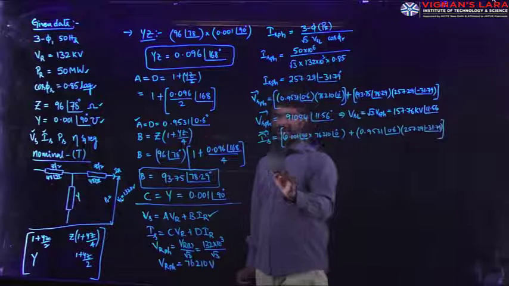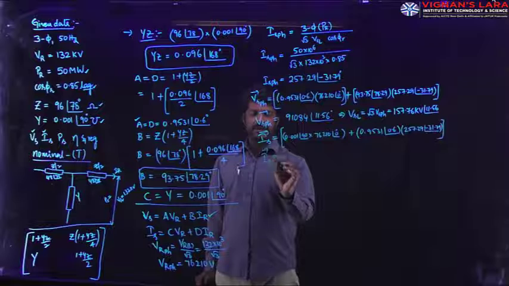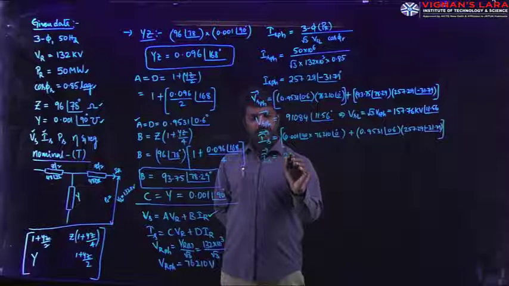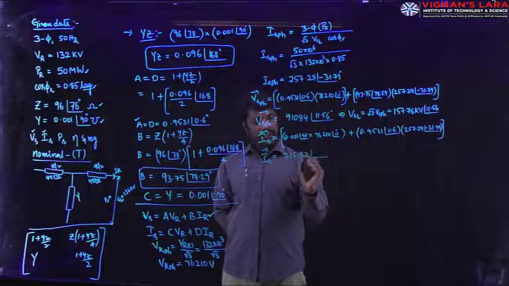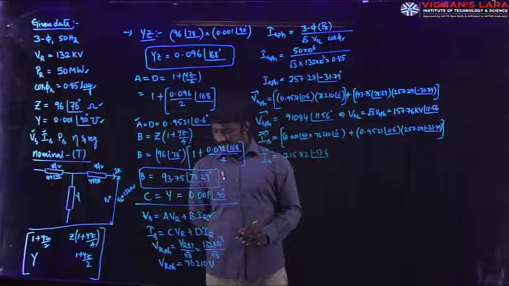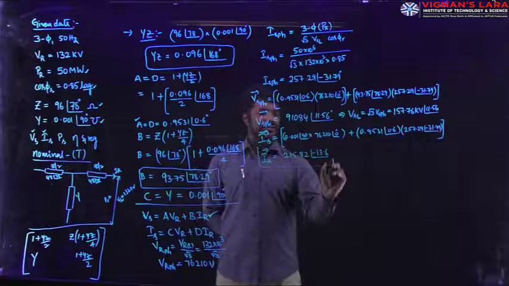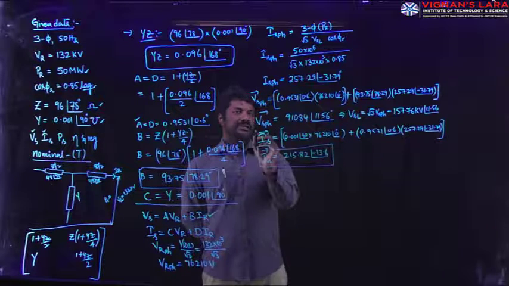Again, you can simplify it in the calculator in a single step if you put the calculator in complex mode. Then the IS value you get is 215.82 amperes, lagging with reference by an angle of 13.6 degrees.